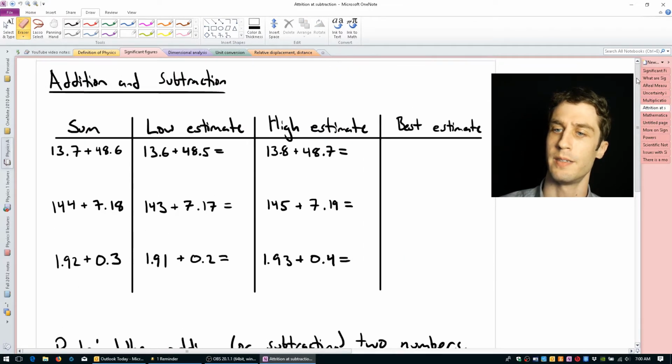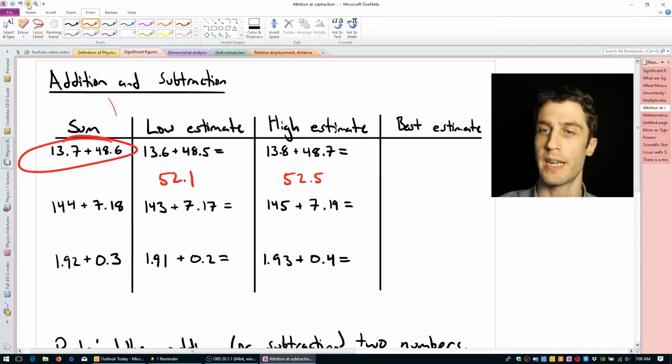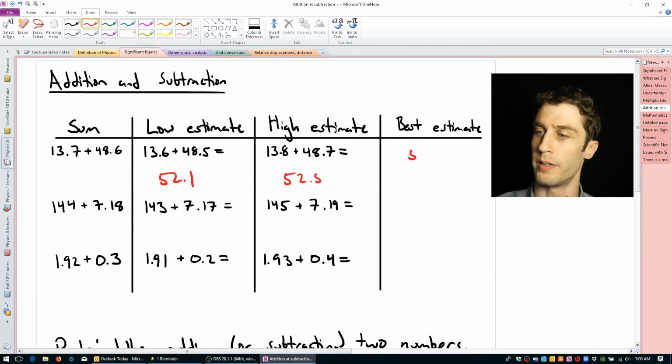All right, let's talk about addition and subtraction. So I've picked some more random numbers. 13.7 plus 48.6. The low estimate would be 13.6 plus 48.5, and that would give us 52.1. 13.8 plus 48.7 gives us 52.5. Well, for the best estimate, we'll take those original 2 numbers and add them together, and that gives us 52.3.